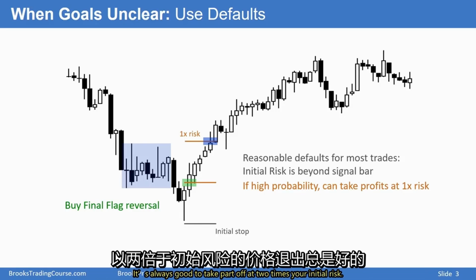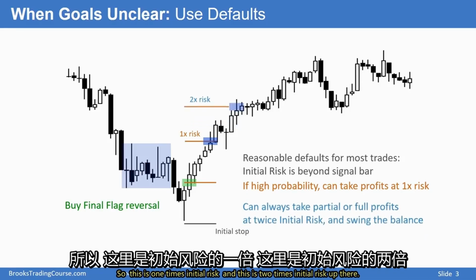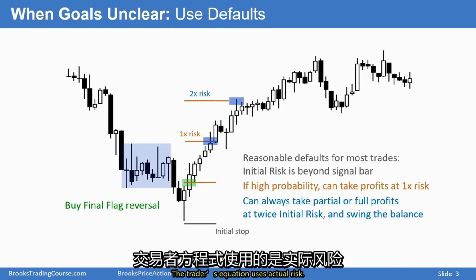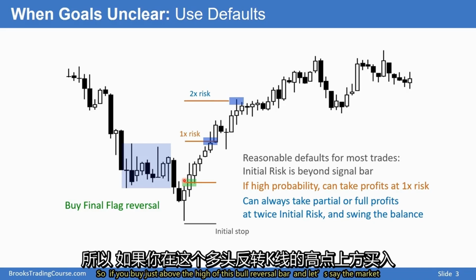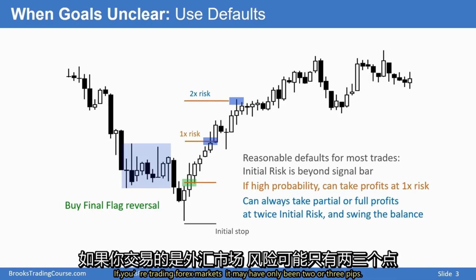Mathematically, it's always good to take part off at 2 times your initial risk. So this is 1 times initial risk, and this is 2 times initial risk up there. I'm talking initial risk. The trader's equation uses actual risk. So if you buy just above the high of this bull reversal bar, and let's say the market just kept going straight up, your actual risk may have been 1 tick or 2 ticks, 3 ticks. If you're trading Forex markets, it may have only been 2 or 3 pips.